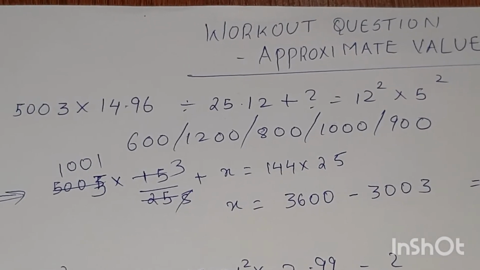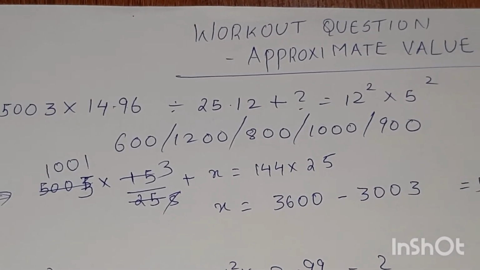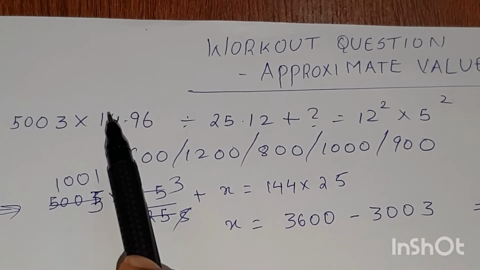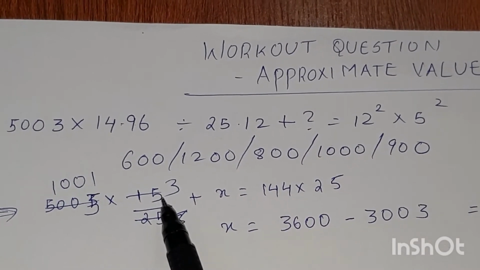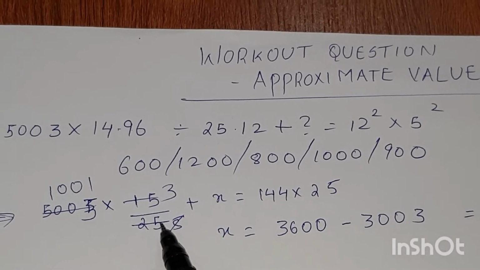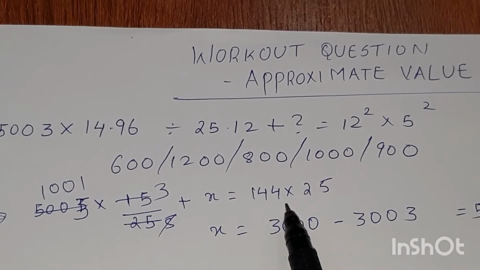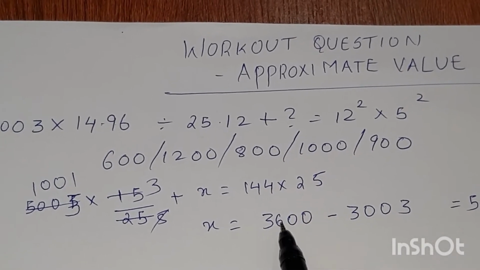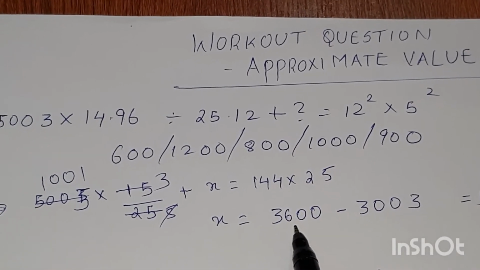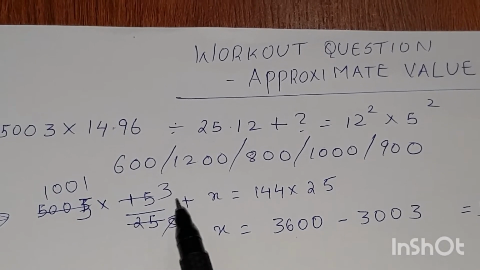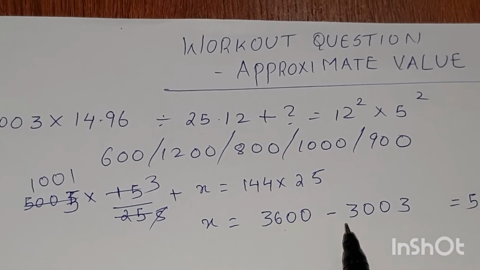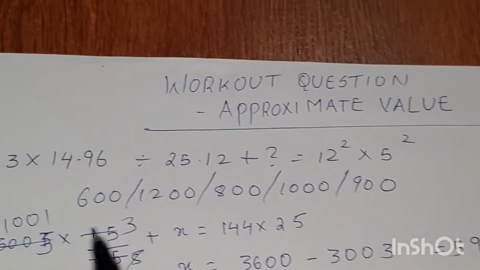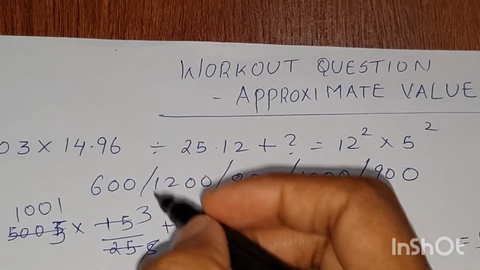So this is the first workout question of the approximate value section. Here 5003 is approximated to 5005, and 14.96 is written as 15, divided by 25.12 is rounded as 25, plus x is equal to 12 square 144 into 5 square 25, and 144 into 25 using 3-digit multiplication it is 3600, and 1001 into 3 it is 3003. So subtracting we will get the value of x, that is 597, which is approximated as 600. So the option is A, 600.